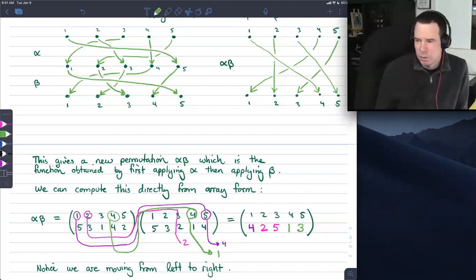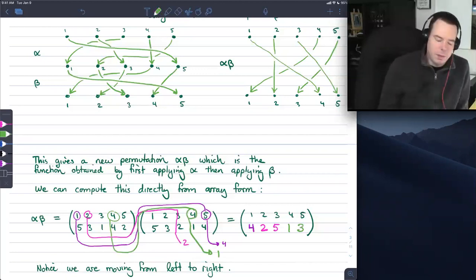So there's our result. And if we compare it with the arrow diagram up above, we see that we get the same result. Now we're moving from left to right when we do this. We read our compositions from left to right.